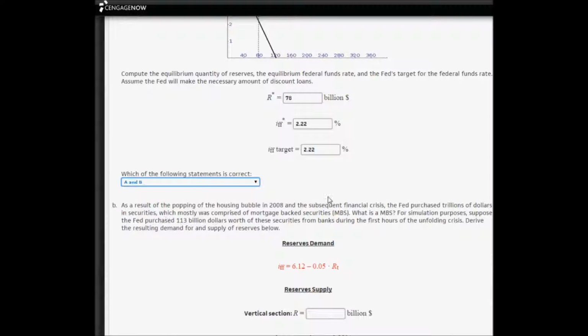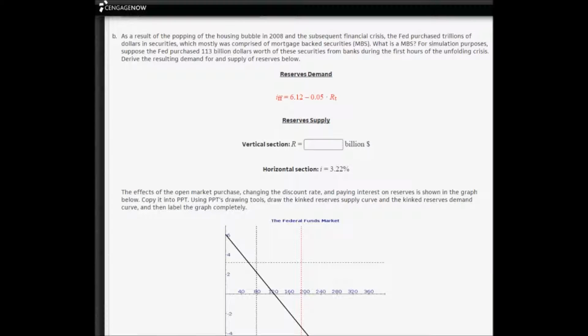So A and B. As a result of the popping of the housing bubble in 2008 and the subsequent financial crisis, the Fed purchased trillions of dollars in securities. For simulation purposes, suppose the Fed purchased $113 billion worth of these securities from banks during the first hours of the unfolding crisis. Derive the resulting demand for and supply of reserves below.